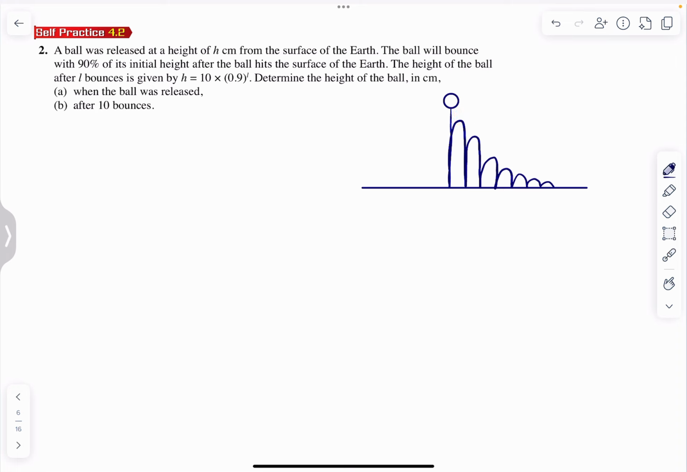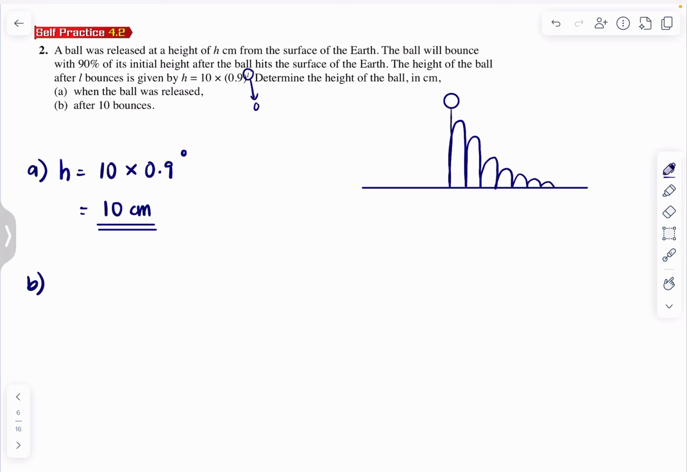The height of the ball after L bounces is given by this. So depending on the number of bounces, we can find the height. Determine the height of the ball when the ball was released. So when the ball was released means it hasn't bounced any time, so the number of bounces here will be 0. So for A, we can say the height is 10 times 0.9 power 0. So 0.9 power 0 is just 1, so 10 times 1 is 10. That's it.